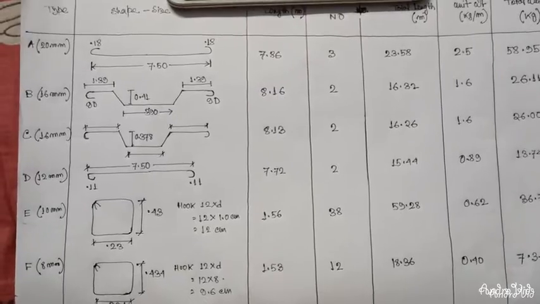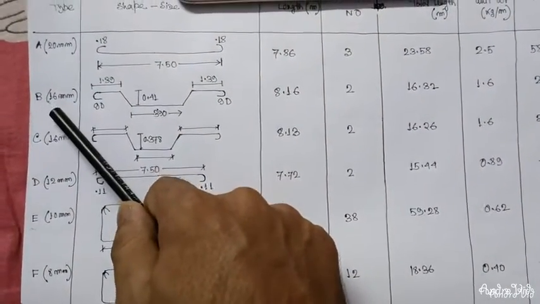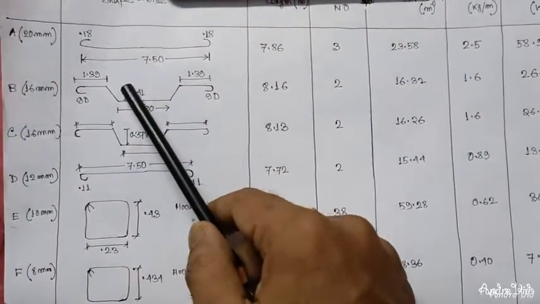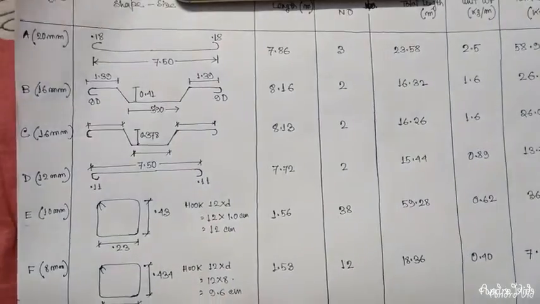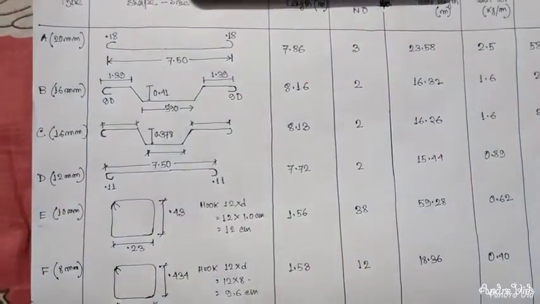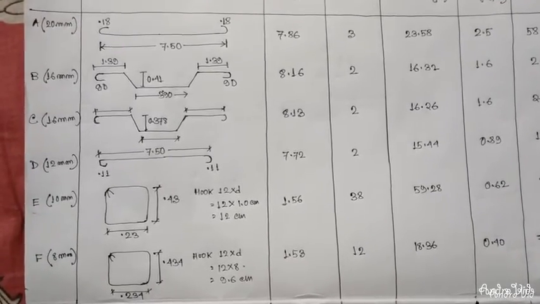So for the second bar, it is type B, that is written here, a type B 16 millimeter bent up bar. This is the shape of this type of bar, and these are the dimensions of the bent up bar that we already calculated in our last video.